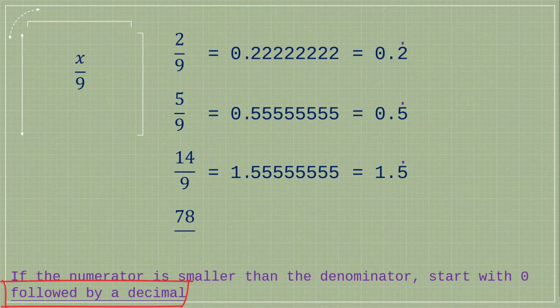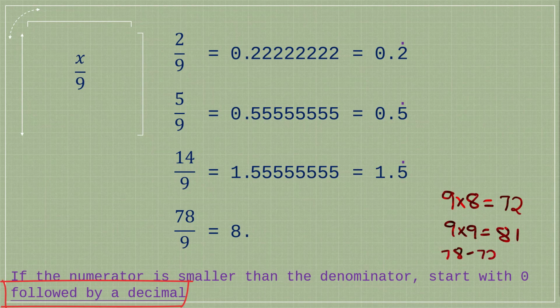Let's do one more with 9. 78 over 9. We know 9 times 8 is 72. And 9 times 9 is 81, which is larger than 78. So we use 9 times 8. So 8 is the first part of our answer. 78 minus 72 is 6, and we multiply this 6 by 11, and you get 66. So you get your answer.